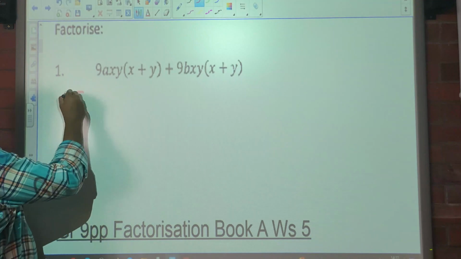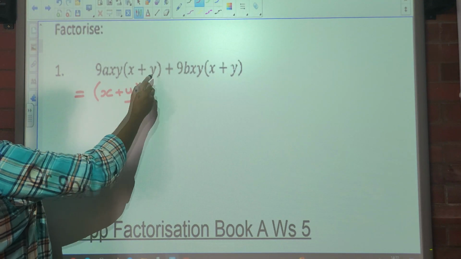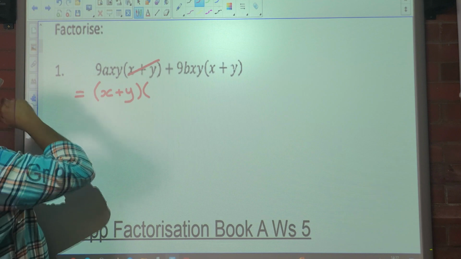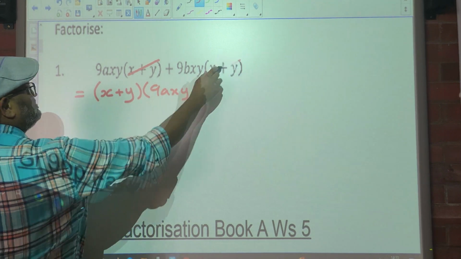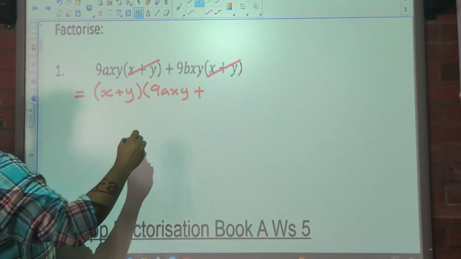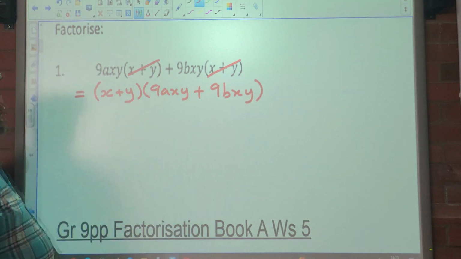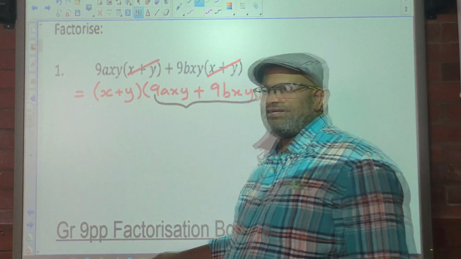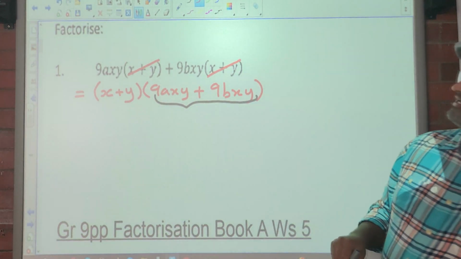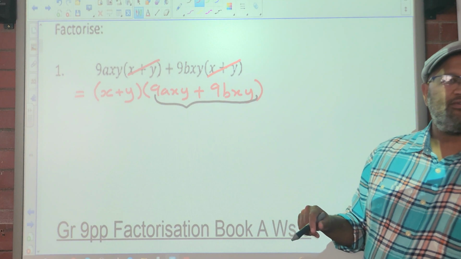You can do it together, don't be shy. X plus y. But the x plus y out, what am I left with? 9axy plus, you have the x plus y out in that term, 9bxy. What do you notice? What is common in that second bracket? 9xy. Can you all see that?